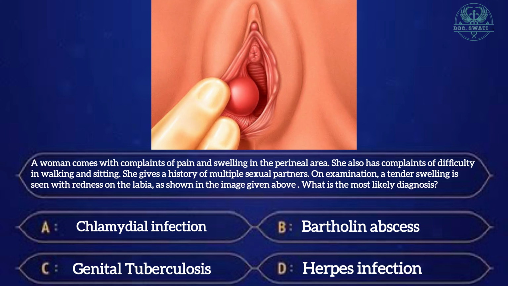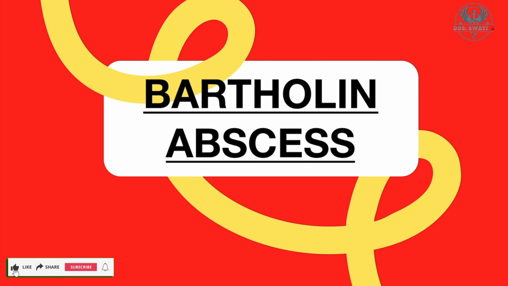Option A, chlamydial infection. Option B, Bartholin abscess. Option C, genital tuberculosis. Or option D, herpes infection. So which option is correct according to you? Well, yes, option B, Bartholin abscess is the correct option. So now let's discuss all we need to know about Bartholin abscess.